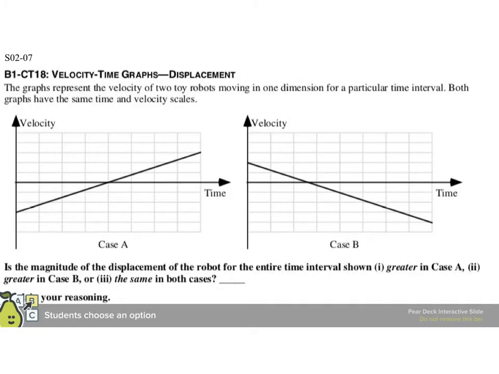All right, these graphs represent the velocity of two toy robots moving in one dimension for a particular time interval. Both graphs have the same time and velocity scales.